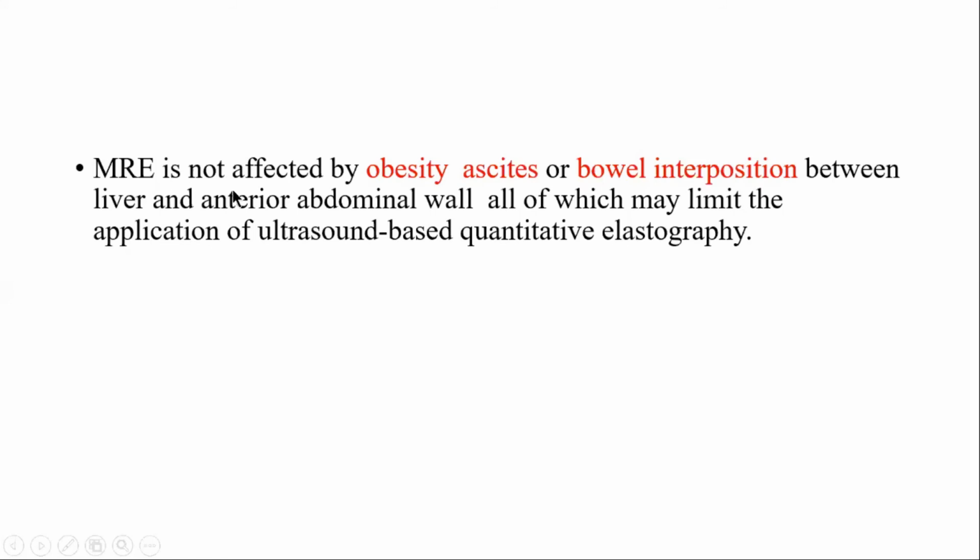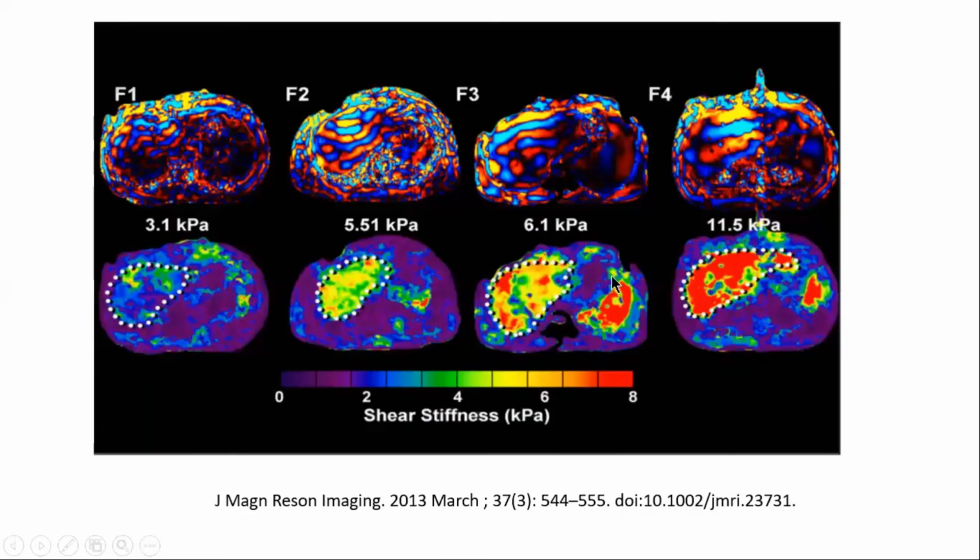Magnetic resonance elastography is not affected by obesity, ascites, or bile interposition between the liver and anterior abdominal wall, all of which may limit the application of ultrasound-based quantitative elastography.